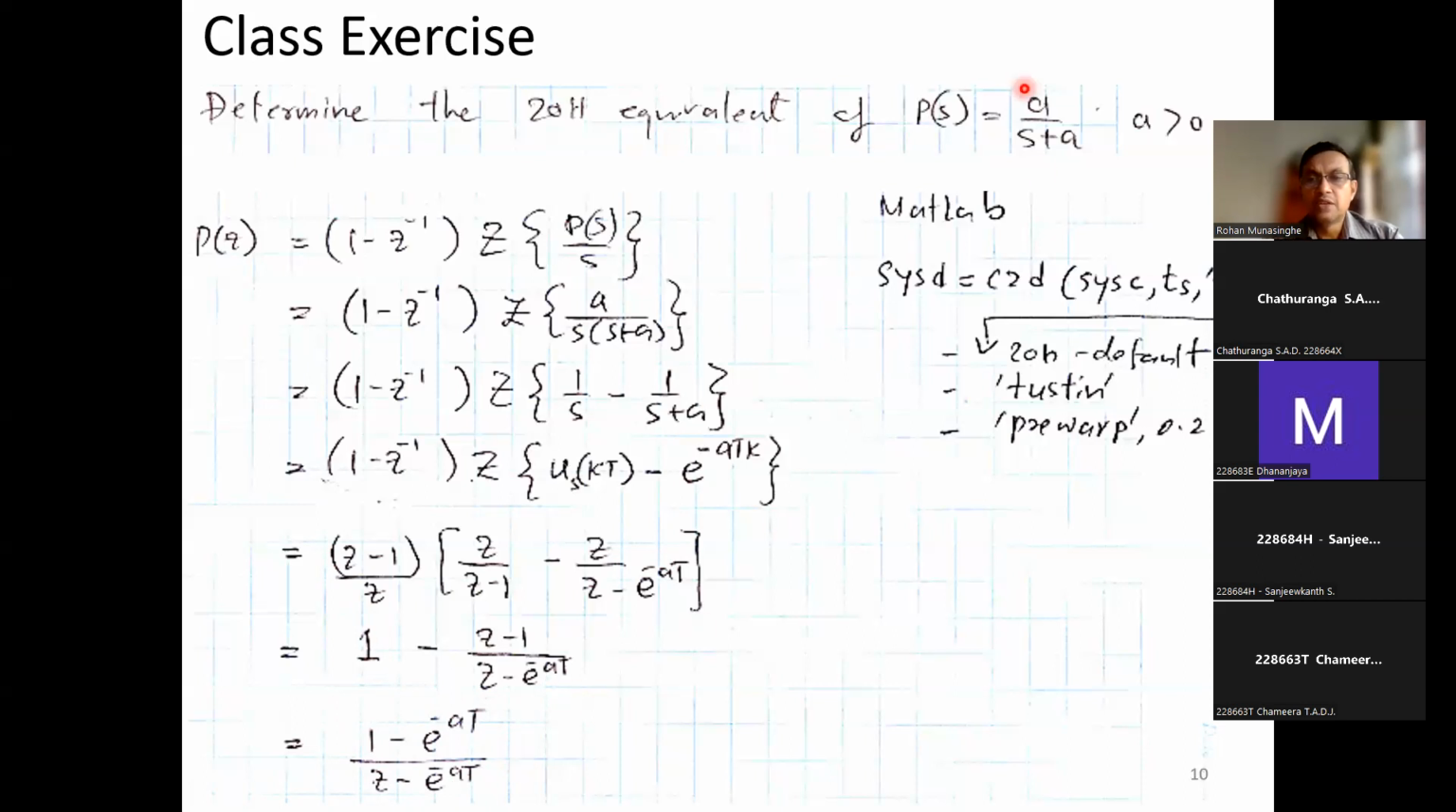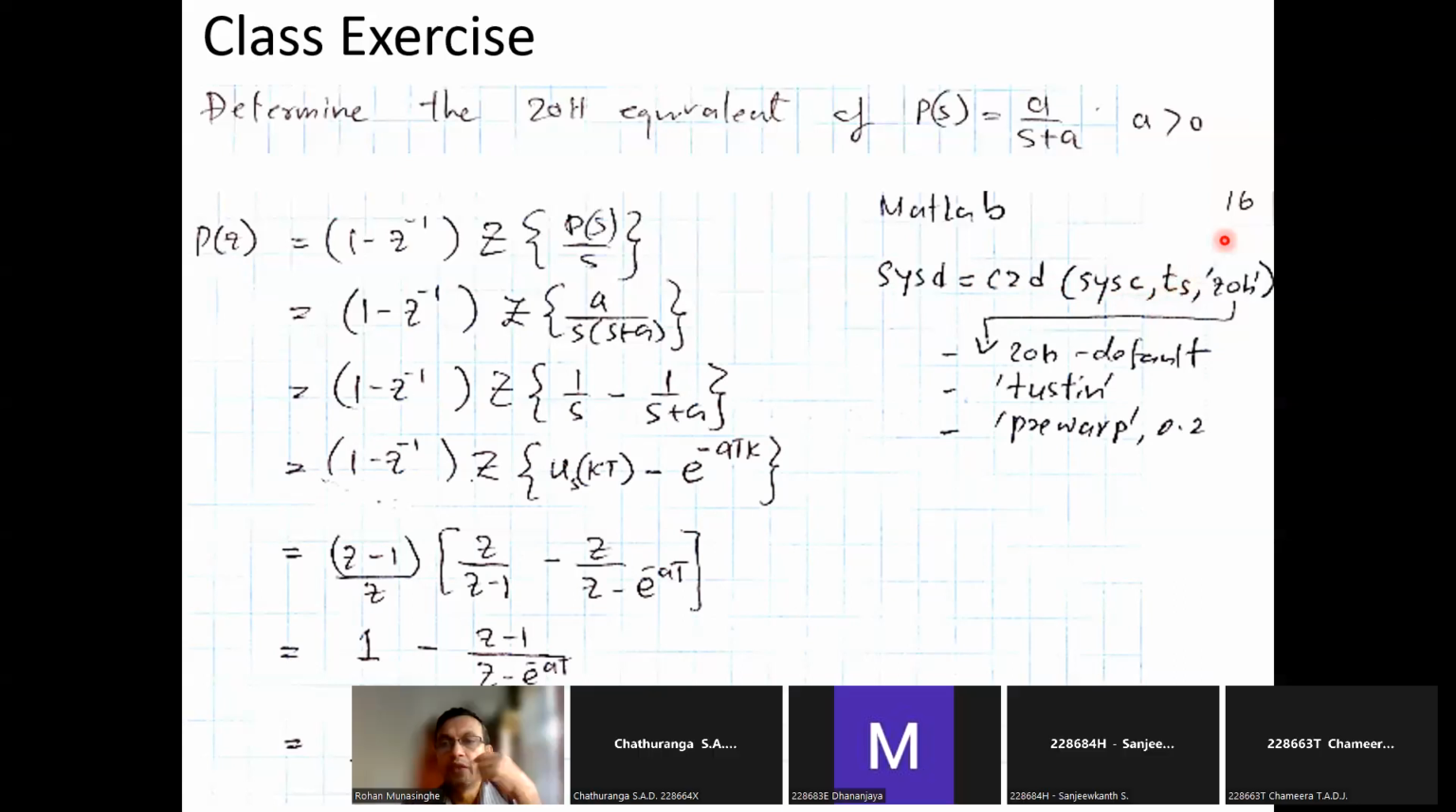Also, please take note of this one, sysd. This is a system in discrete time. c2d, sysc is the continuous time plant, then Ts is the sampling interval, and then zero-order hold. Look at this command structure in MATLAB. You can self-study that one. In a single command, you can get the zero-order hold equivalent of the plant. Give it a little time and practice yourself in MATLAB.